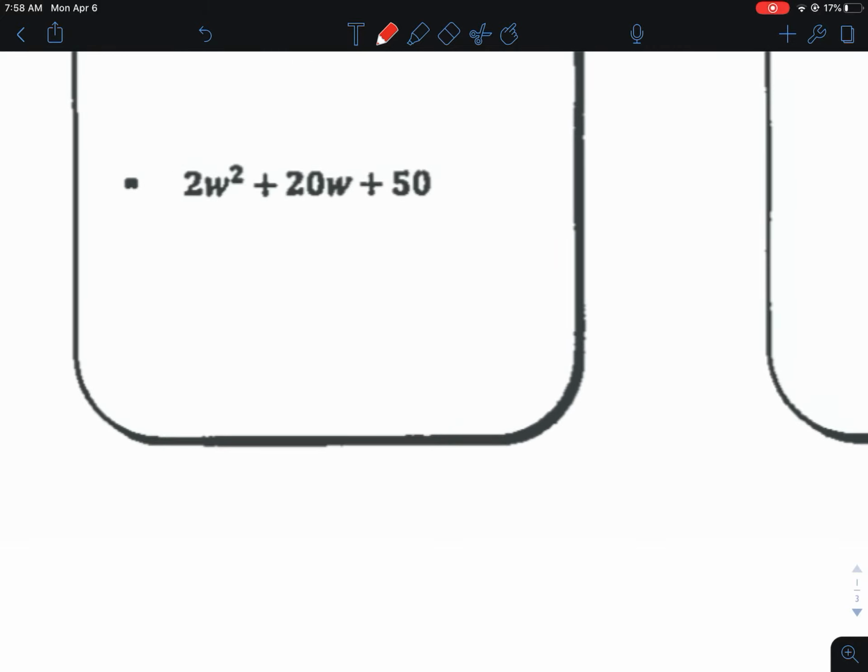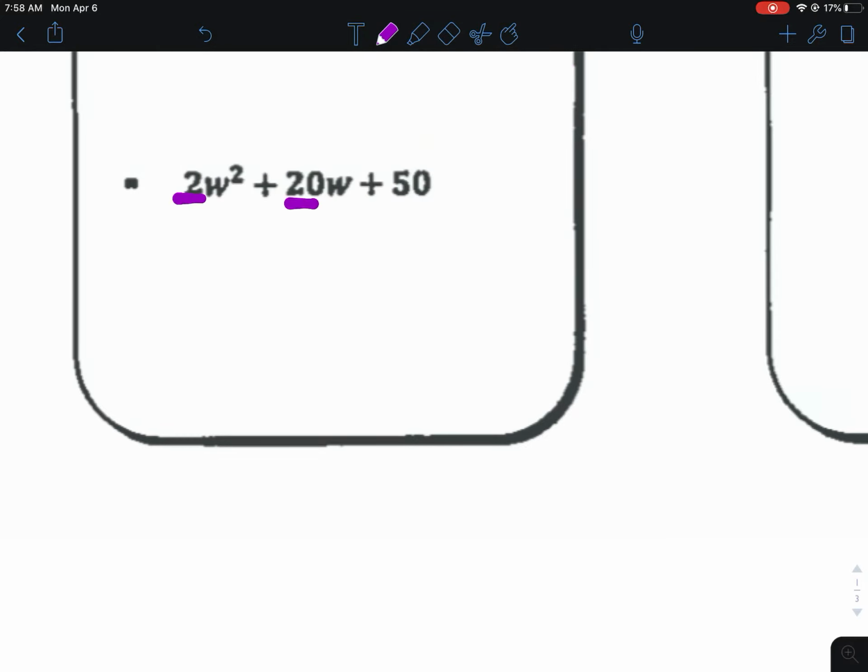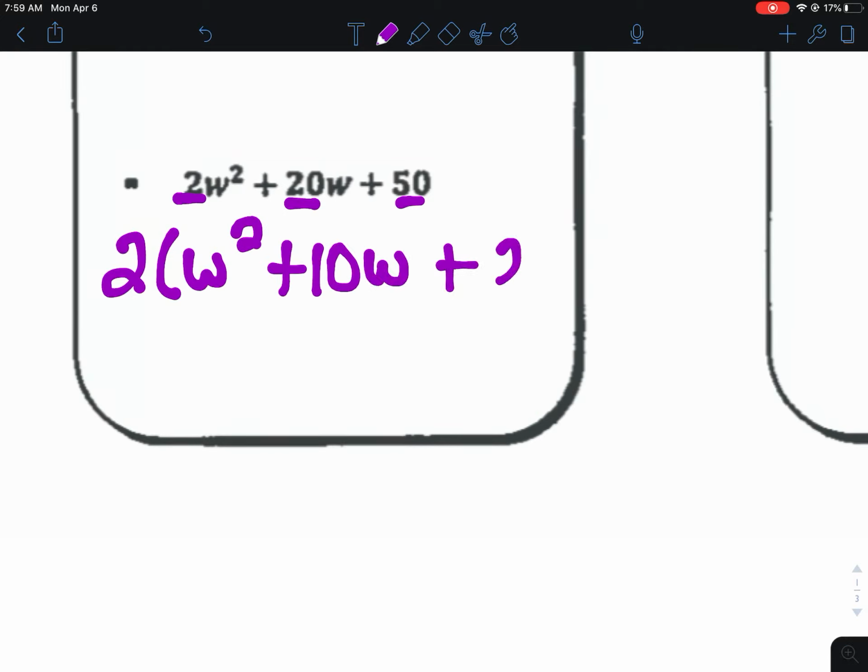So let's look at this second example here. 2w squared plus 20w plus 50. So I see that 2 goes into all of these. So that's the first thing I'm going to do, is take out a greatest common factor. So we get w squared plus 10w plus 25. All right. So even though I took out the greatest common factor, that doesn't mean that I'm done, because the directions are always going to be factor completely. So I want to look at what's left in the parentheses here and think, can I factor that anymore?